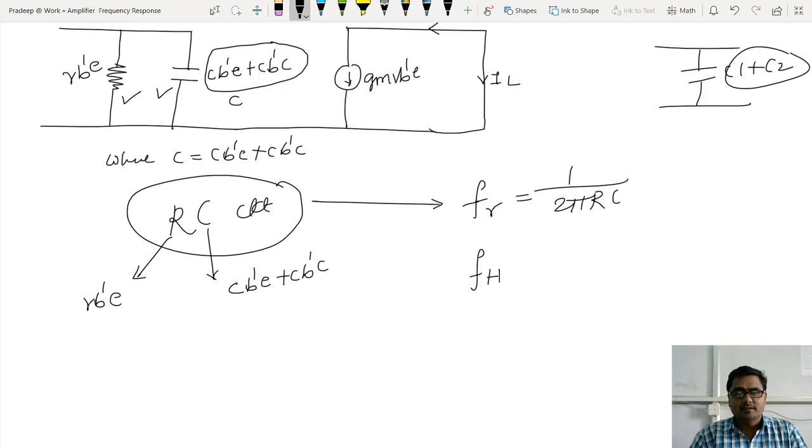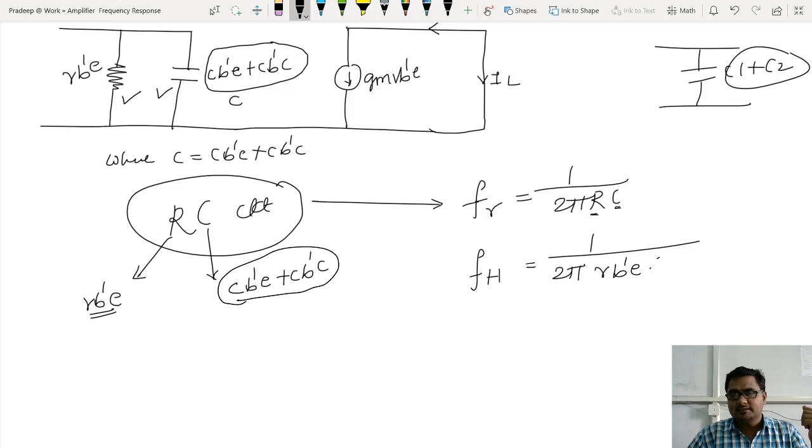So for the amplifier, at higher frequency, it will be 1 divided by 2 pi. What is the value of R? My R will be R B dash E, so I write R B dash E multiplied by C, and C is what I have here, in brackets: C B dash E plus C B dash C. Look at this. This is my cutoff frequency.